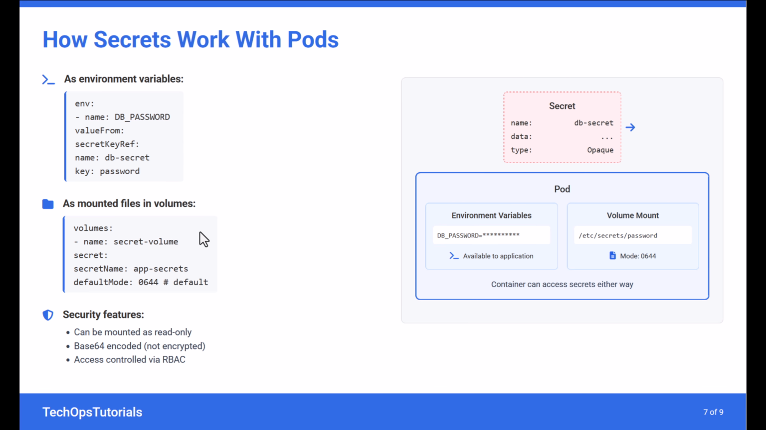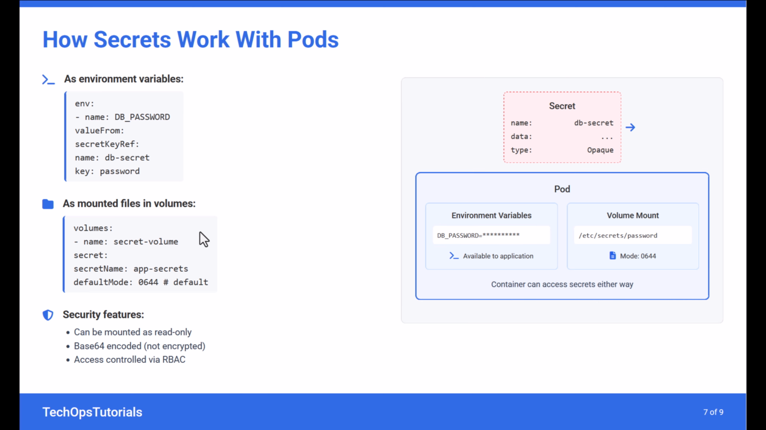The second method is to mount the secret as a read-only volume. Kubernetes will create a file, say under /etc/secret/password, and write the secret content into the file. This is great for applications that read credentials from the file system rather than environment variables. You can also control the file permission using the default mode. Here it is set to 0644, meaning it's readable but not writable by the application.